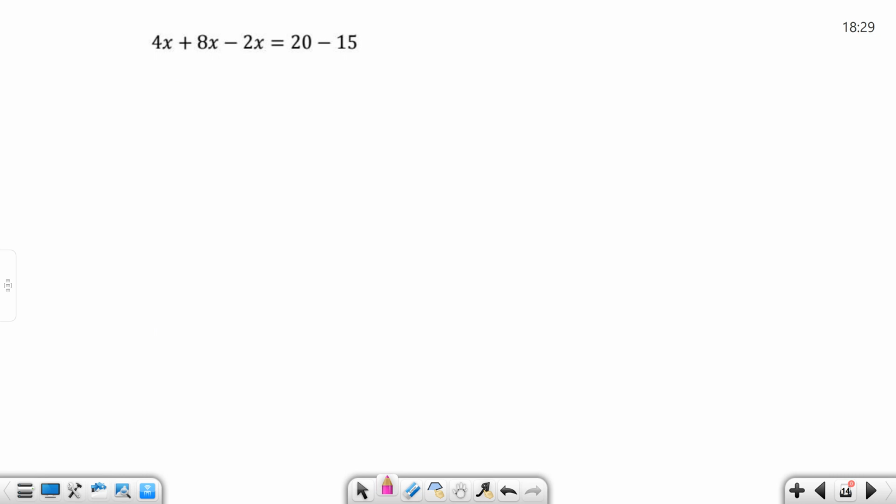4x plus 8x minus 2x equals 20 minus 15. So this is the first one we've seen, I think, where it's not simplified already. So let's simplify it. Well, over here, I'm going to simplify one side at a time, y'all. I'm not a fan of all this bouncing around.